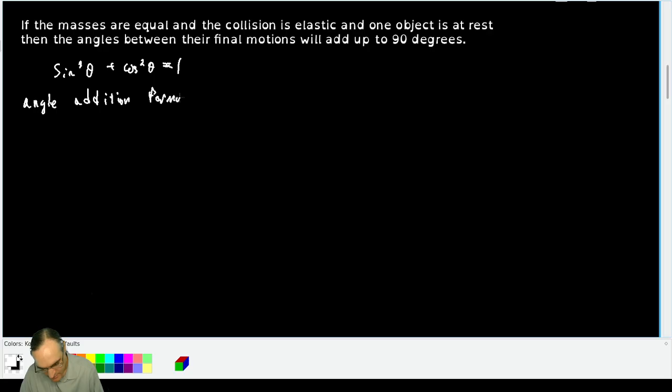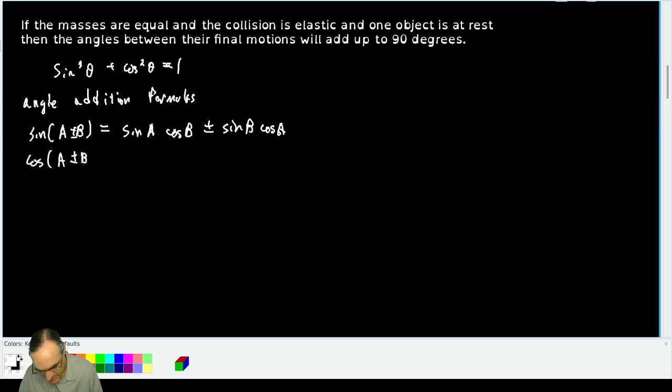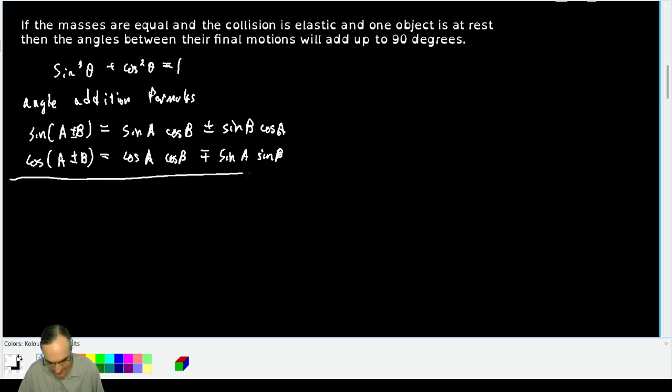I'm pretty sure I mentioned them before, but if I didn't, sine of a plus minus b is equal to sine a cosine b plus minus sine b cosine a, and vice versa for cosine a plus minus b, it's equal to cosine a cosine b minus plus, that's important, sine a sine b. Okay, that should give you what you need to figure out the answer for that.